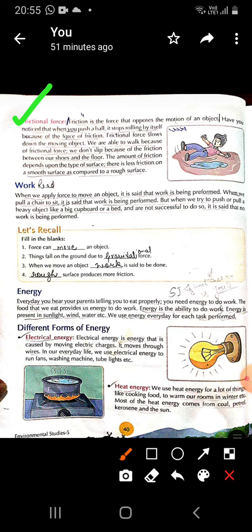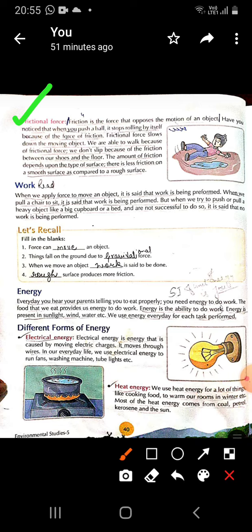Have you noticed that when you push a ball, it stops rolling by itself because of the force of friction? If there were no force of friction, the ball would have kept on rolling and would never have stopped at any point. So it is the frictional force which tries to stop things. Frictional force slows down the moving object.